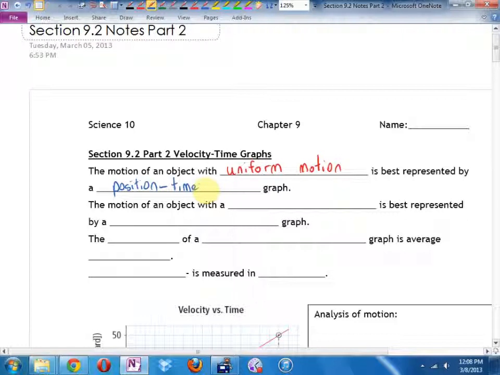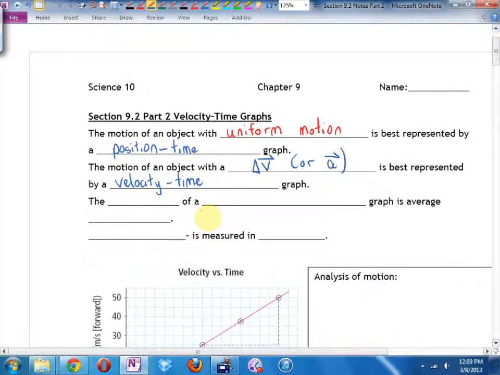However, the motion of an object with a changing velocity, or an acceleration, is best represented by a velocity time graph. And you're going to see why in a second.